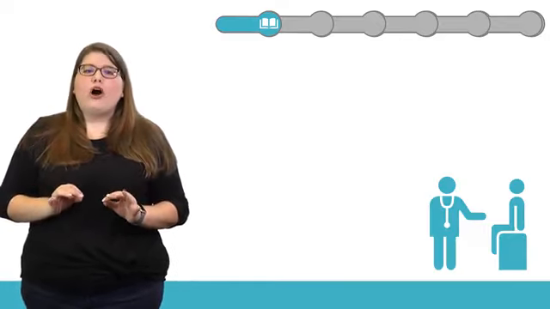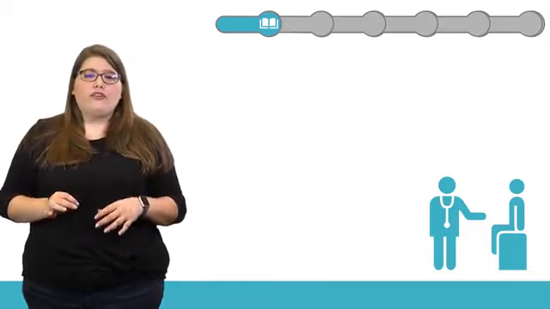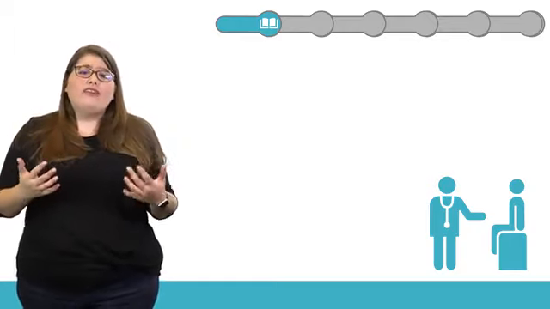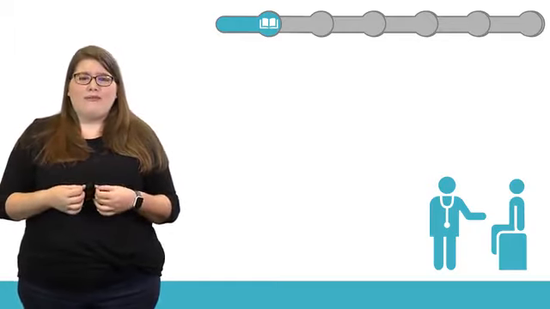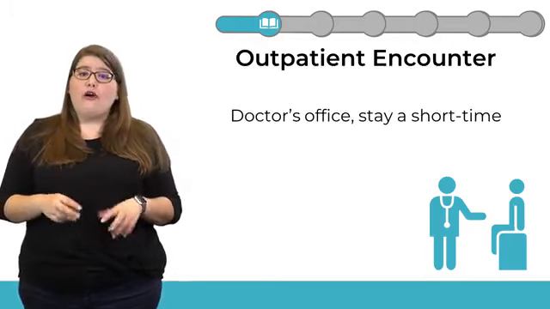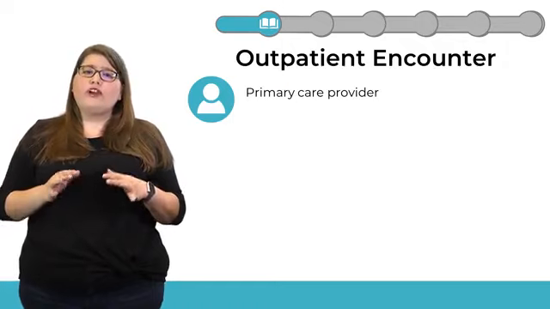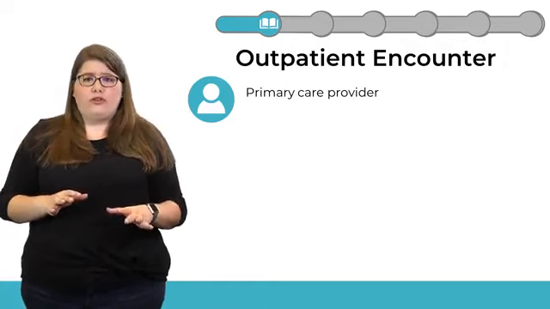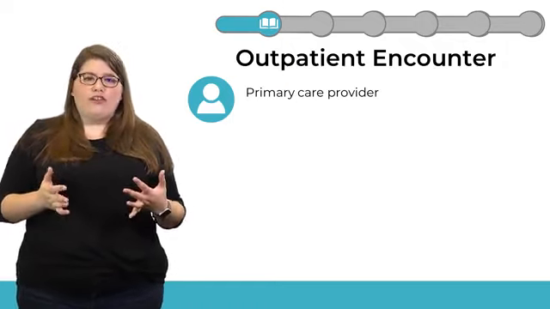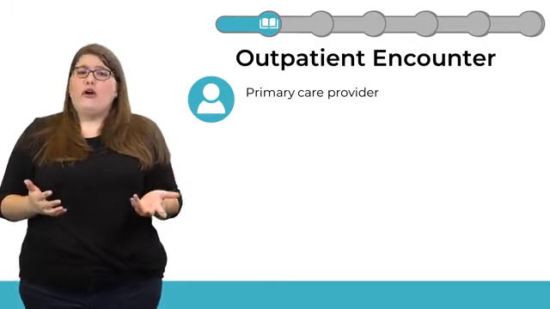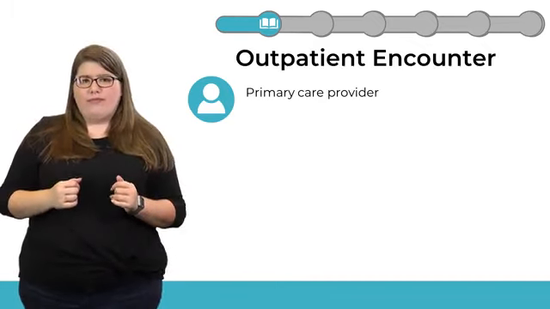First, think through all the types of in-person encounters you might have with the healthcare system. Probably the one you're most familiar with is going to see your primary care provider. This is an example of an outpatient encounter. Outpatient encounters are ones where you are not admitted to the hospital. You just come to a provider's office to receive your care and typically only stay a short time.